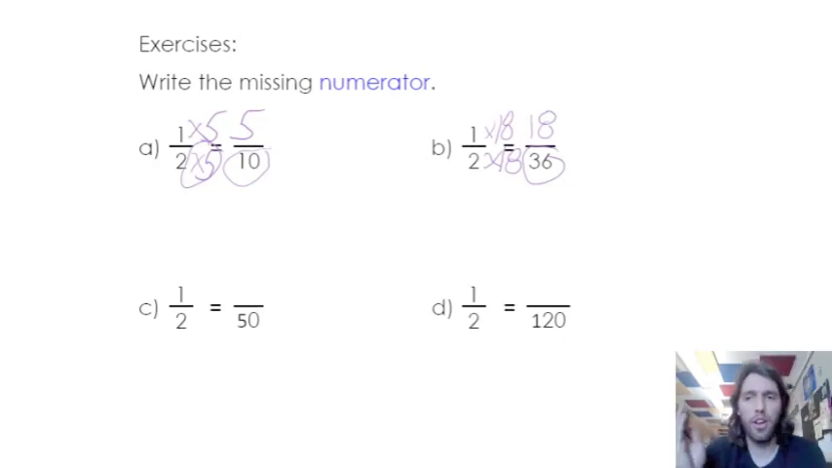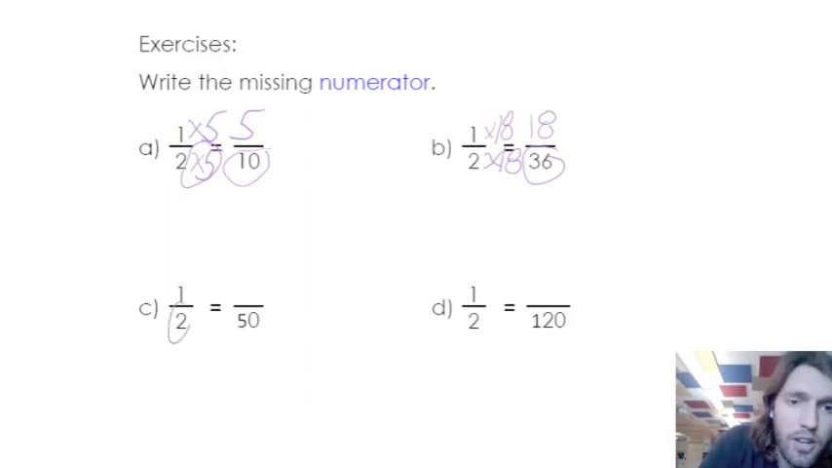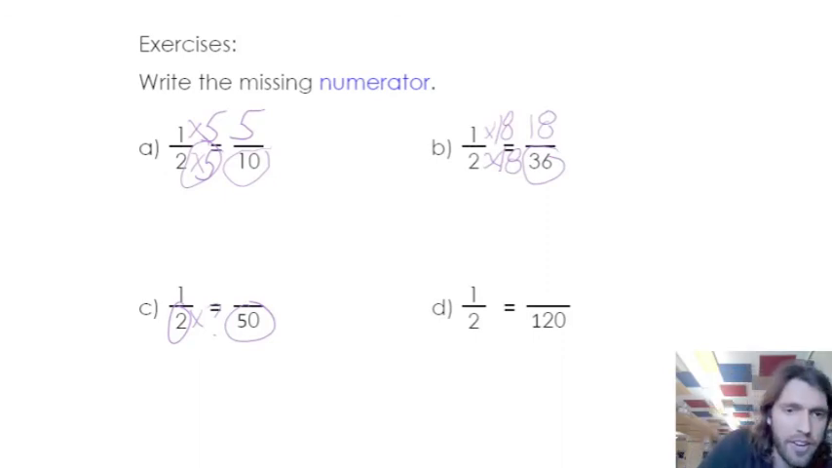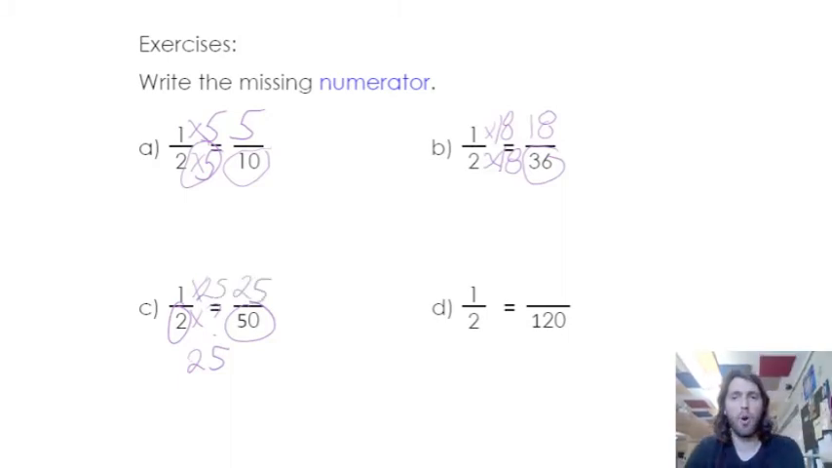This one might be a little bit easier here. So we have 2 times what equals 50, right? What equals 50? So then we could also do 50 divided by 2 equals... So what are we thinking there? 2 times 25 equals 50, and so we have to do it to the top. 1 times 25 equals 25. Boom, there we go.